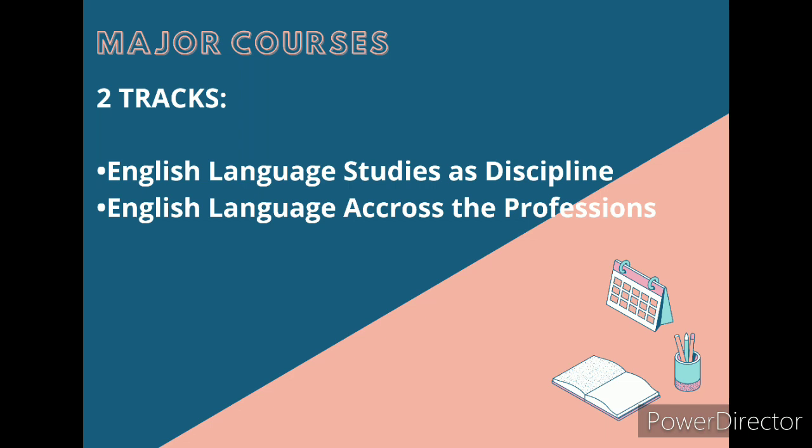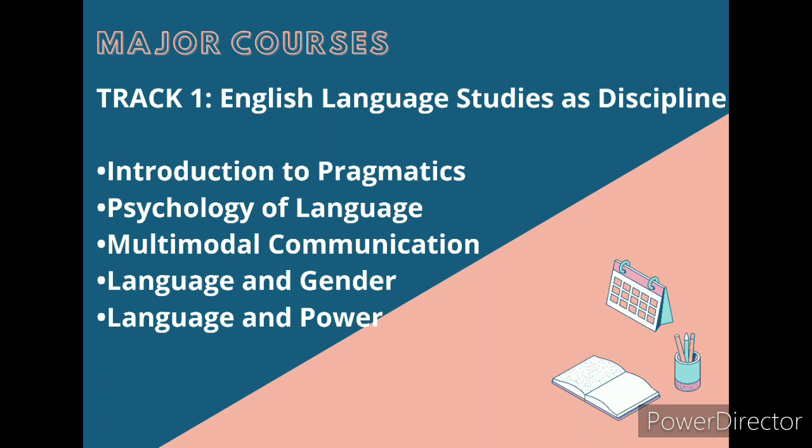The major courses lead to an area of specialization. These courses shall be taken in just one of two tracks. The first track is English Language Studies as a Discipline, and the second is English Language Across the Professions. These are the courses of Track 1, English Language Studies as a Discipline. Introduction to Pragmatics. The course examines language use in context. Psychology of Language.